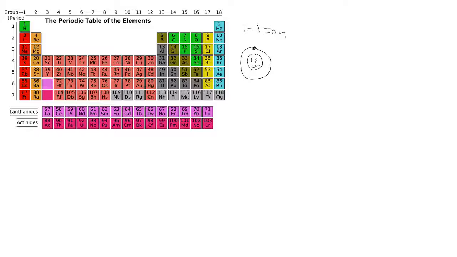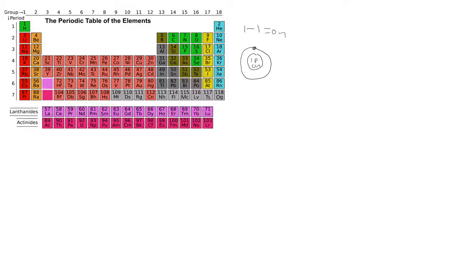Now we go to the next element, which is helium. So all we're doing as we proceed throughout the periods of the periodic table is adding protons as the atomic number increases.